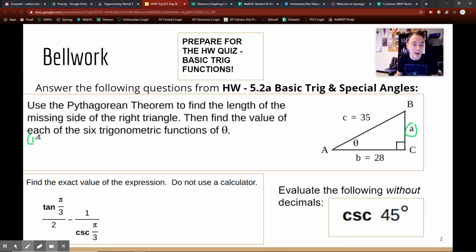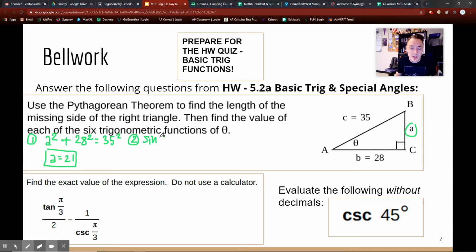So my first step is going to be finding a. So a squared plus, what is b? That's 28 squared. And then c is going to be 35 squared. I'm not going to go through this because you should already know how to do Pythagorean theorem, but a will actually equal 21. A squared is 441, and then obviously you use square root, a will be 21. My second step is going to be finding my 6 trigonometric functions.